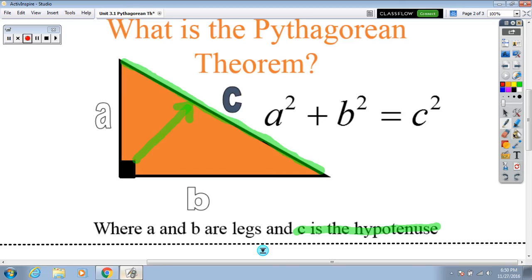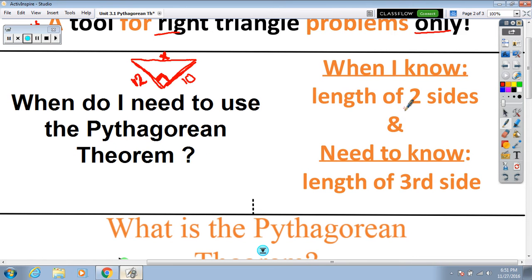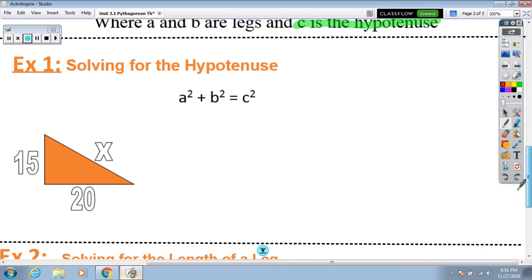Alright, so how do we use Pythagorean's theorem to solve for a missing side? So remember up here we said we would know 2 sides and we would need to find the third side. Now they can put the third side wherever they want to. It could be on the hypotenuse or it could be a leg. So I'm going to show you how you would solve for those 2 instances. And it does change, okay?